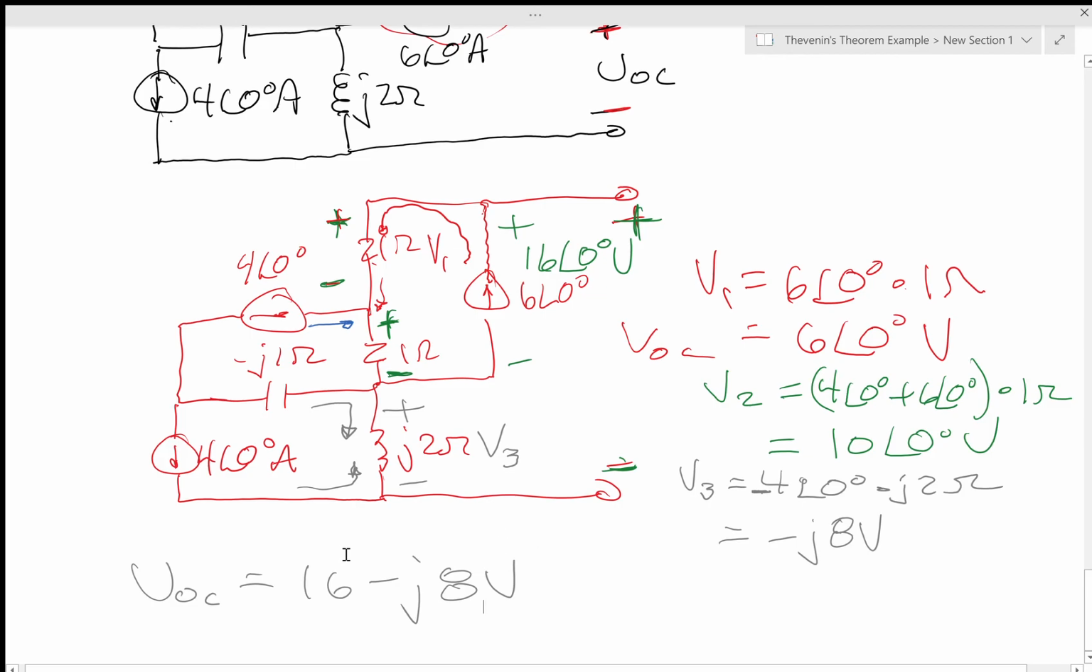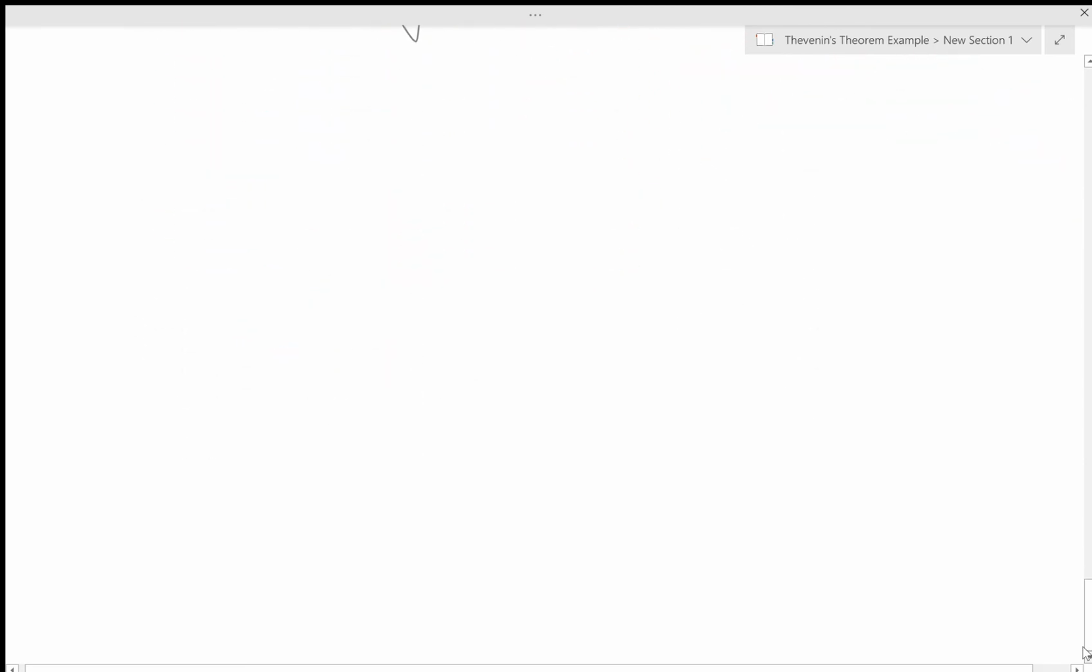Now what I need to do is go find RTH. So here we go. We're going to find RTH. So we found VOC two ways. We're going to find RTH. And I'm not going to find VOC or ISC. Excuse me, this is ZTH. Sorry, not RTH. Still stuck in DC, I guess. All right, so Thevenin says open circuit the current sources.